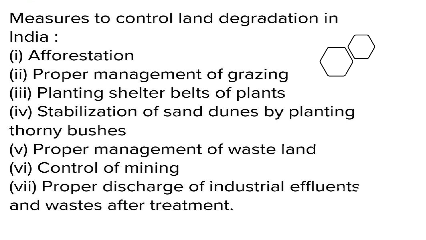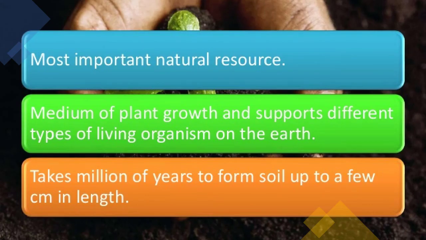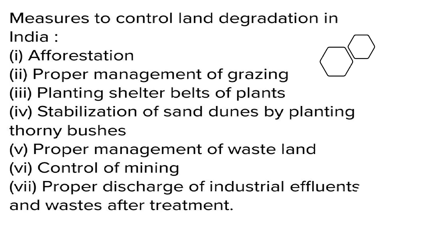What are the measures we have to take to control land degradation in India? Afforestation and proper management of grazing land. Afforestation means we should not cut the trees, we can plant more trees. And proper management of grazing and planting shelter belts of plants, as I told you in this video, is very important. And another one is stabilization of sand dunes by planting thorny bushes, proper management of wasteland, control of mining, proper discharge of industrial effluents. We have to use proper treatment for the waste water which we are using.